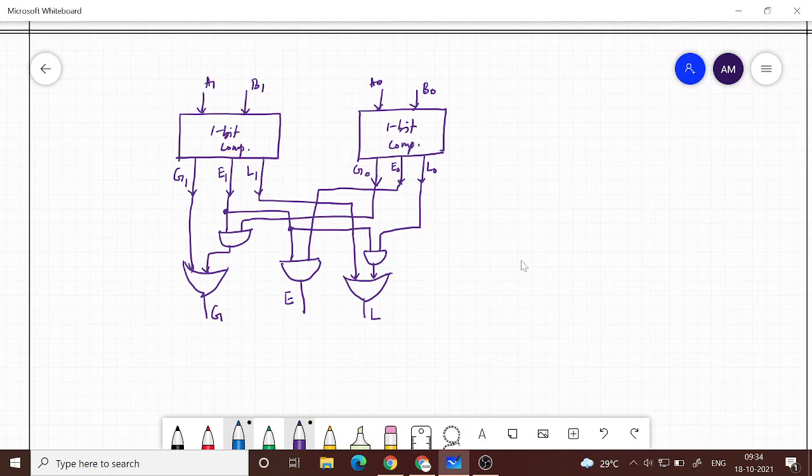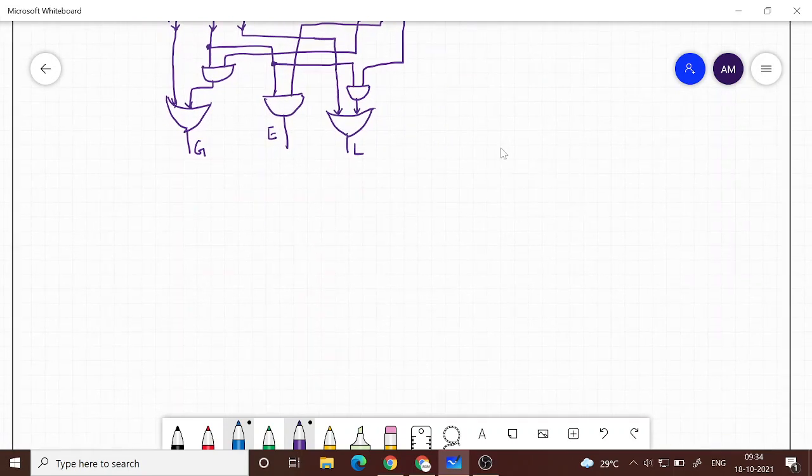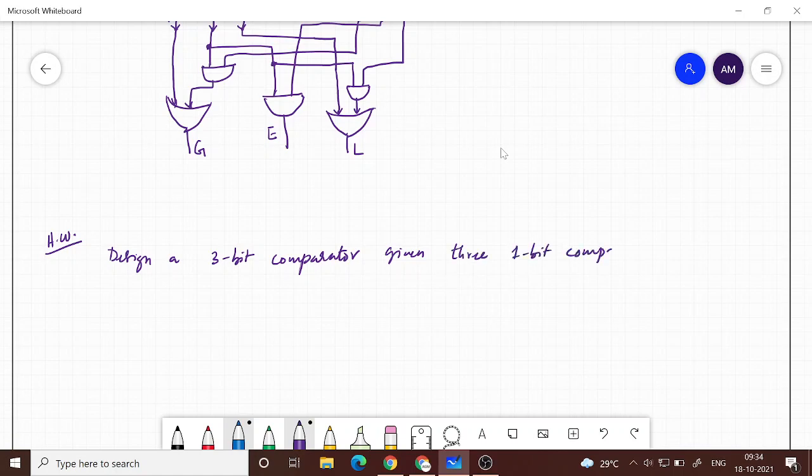Okay. So similarly you have a homework. Design a 3-bit comparator, given three 1-bit comparators. So you have to extend the logic to one more bit position.